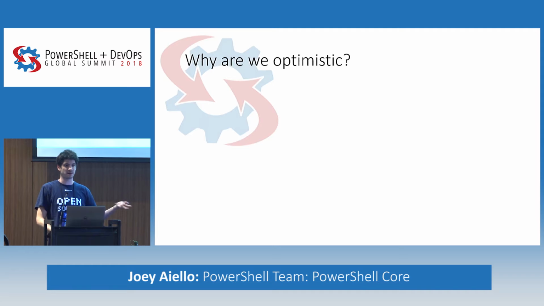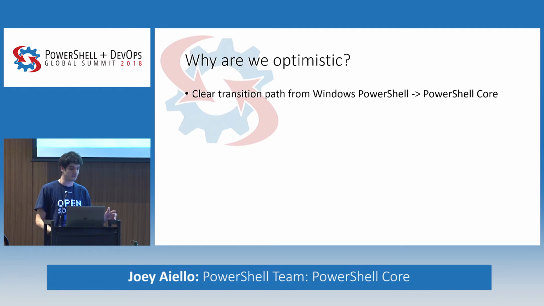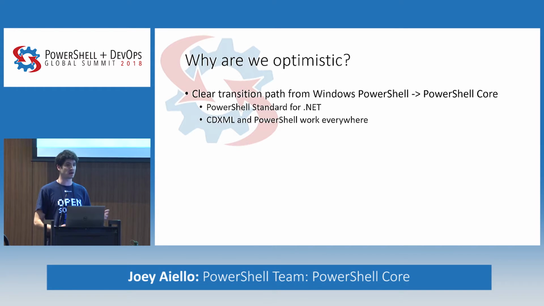So why are we optimistic about this, right? Like you guys, I'm sure, sometimes get nervous when we start saying things like we're working with partner teams and we're driving in, we want you to file feedback against those customer teams. All of that stuff is true and it totally does work, but there's a few reasons why we think that in particular this effort is going to be successful. One of those is that there's a clear transition path from Windows PowerShell to PowerShell Core, right? We've established this concept of PowerShell Standard for .NET, which again I'm going to dive into in a few minutes.